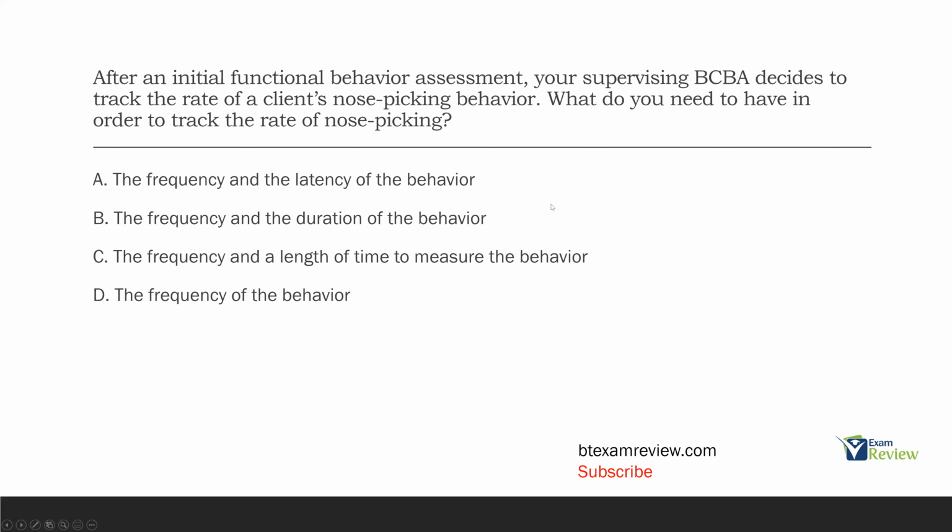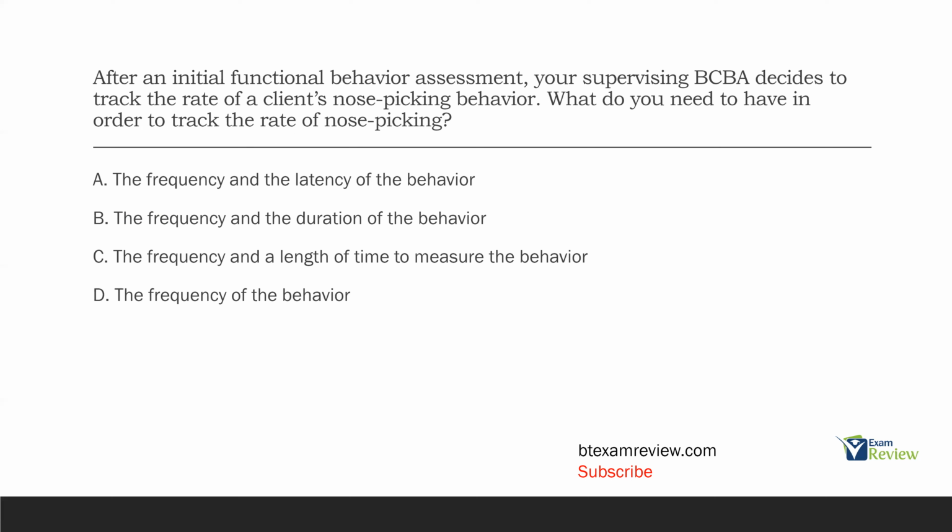In order to know that, you just need to know the formula for rate. And by now, hopefully you know it. All it is, is frequency over time. So we need a frequency, and then we need a time frame of measure. So A, the frequency and the latency of the behavior. Well, we know latency is not part of rate. A is out. B, the frequency and the duration of the behavior.